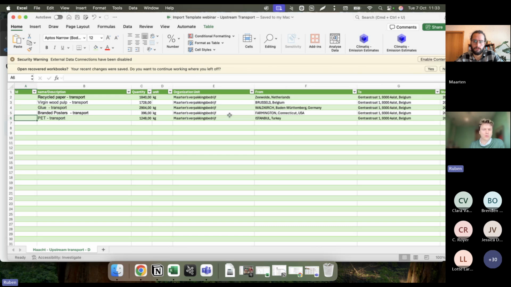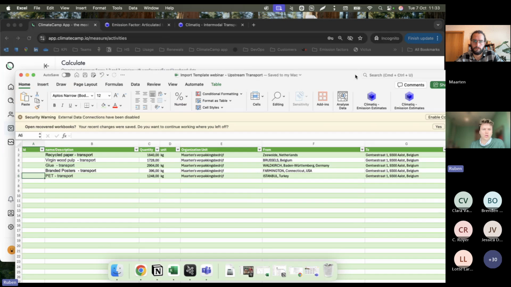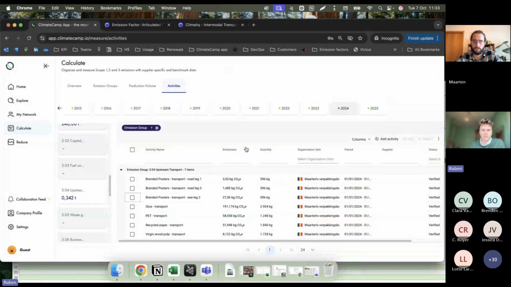If those are not available, then we usually will get spend data or ton kilometer data. We'll upload it in ClimateCamp, allocate emission factors for the spend-based and ton kilometer data, for the weights and the from-to location with the mode of transport. We will then do a calculation of the distance, multiply to get to the ton kilometers per transportation leg, of course, and then allocate the right emission factors for each transportation leg.